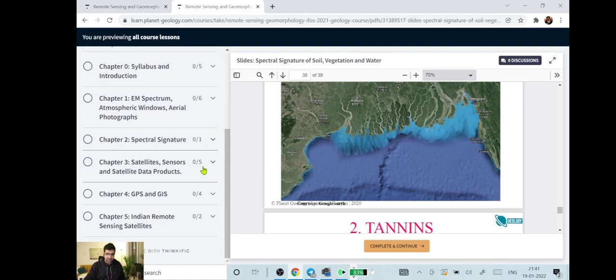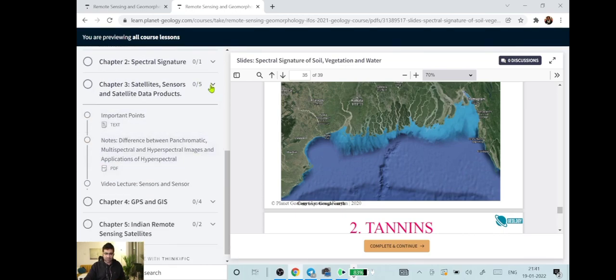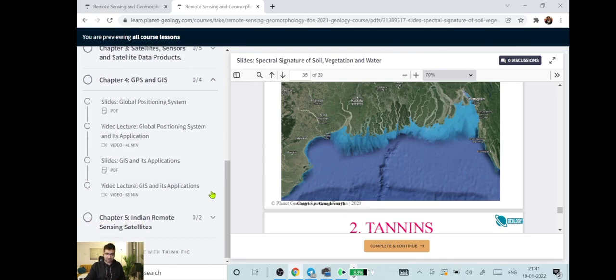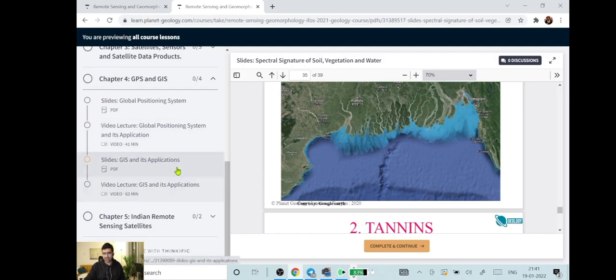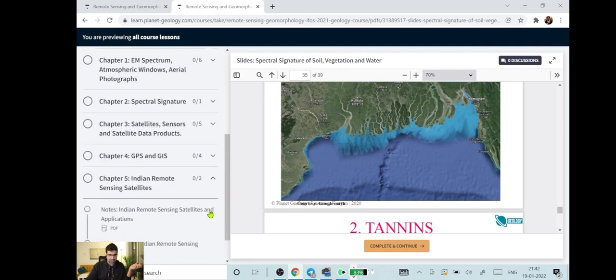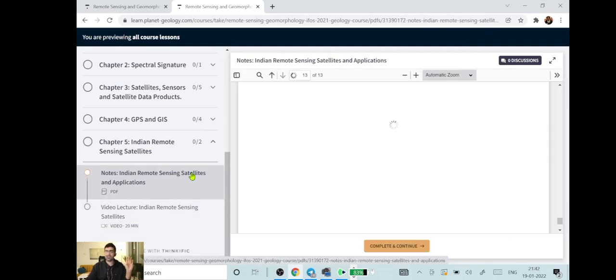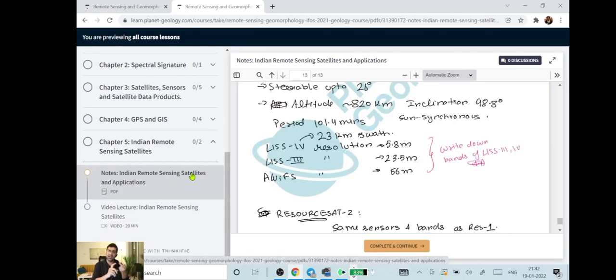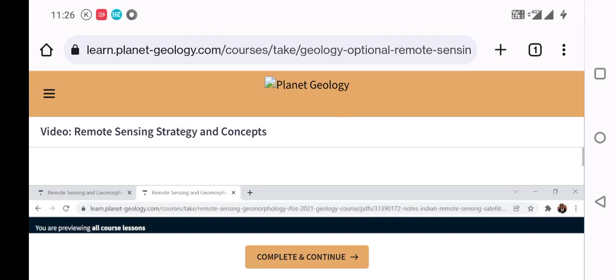Satellite sensors, I've already explained this, push broom, whisk broom, so you just go through this part. GPS, GIS, just go through. There are video lectures if you want to go through those, but otherwise you can just go through the slides as well. This is important because usually you can get a direct question from this: write a note on Indian remote sensors, satellites, Cartosat or RISAT. I've given you handwritten notes for this part.